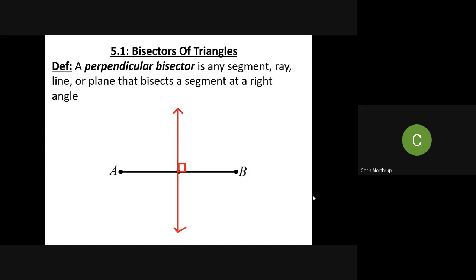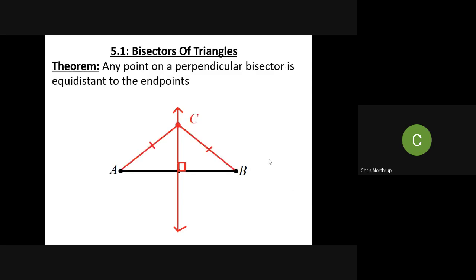Now, there's a theorem that's associated with this. It turns out that if you connect A to any point on that red line and then B to the same point, you're always going to get the same length. So that theorem would say any point on your perpendicular bisector is equidistant to the endpoints. So here I just chose that point C. When you connect A to C, that would give you the same length or distance as connecting B to C. So this basically says if on perpendicular bisector, then equidistant to endpoints.